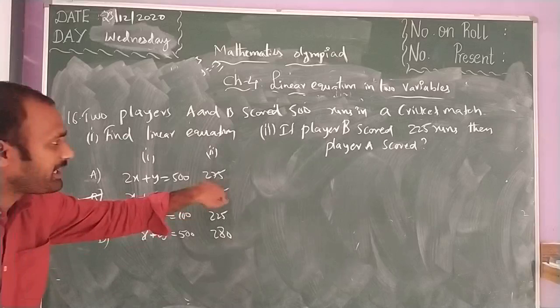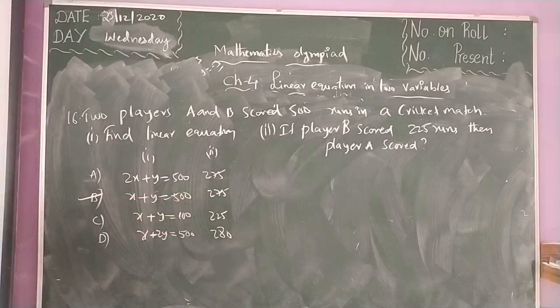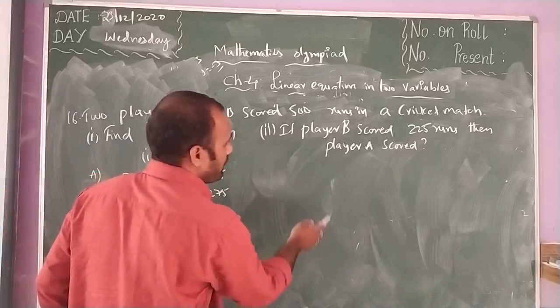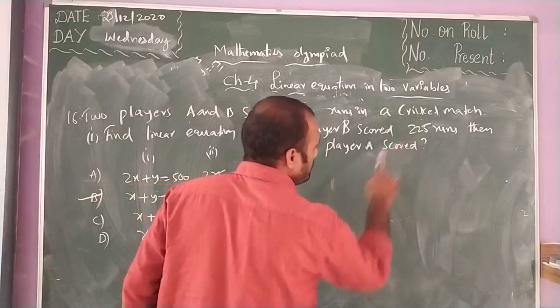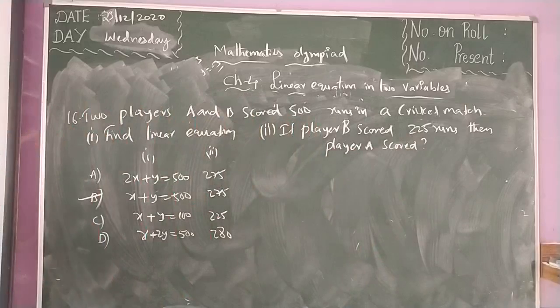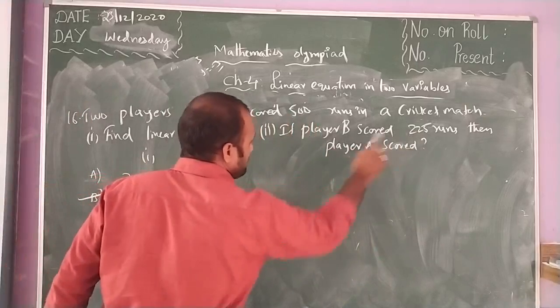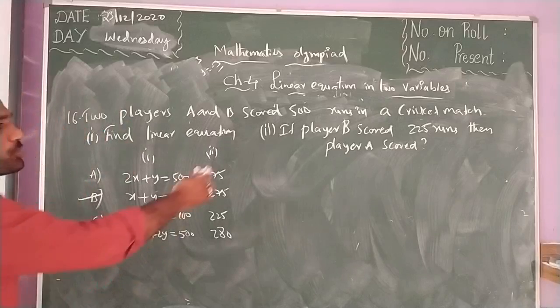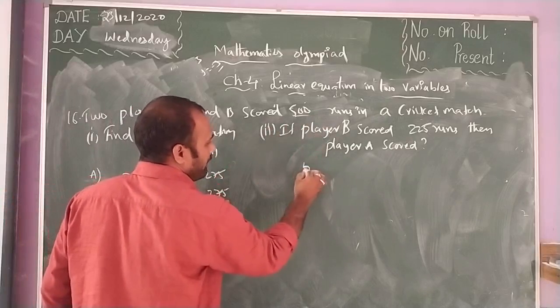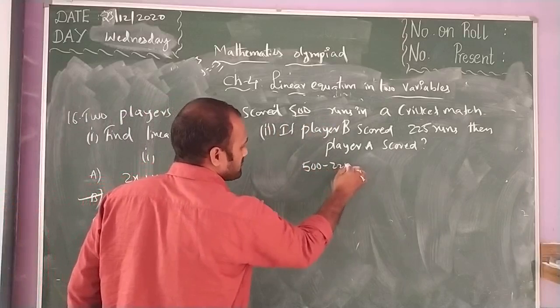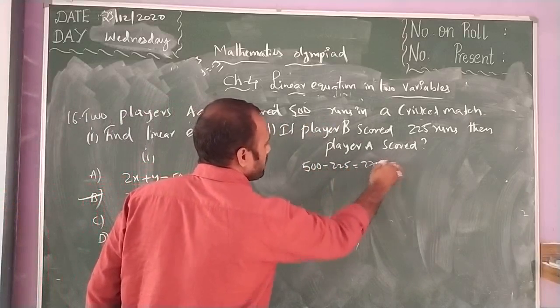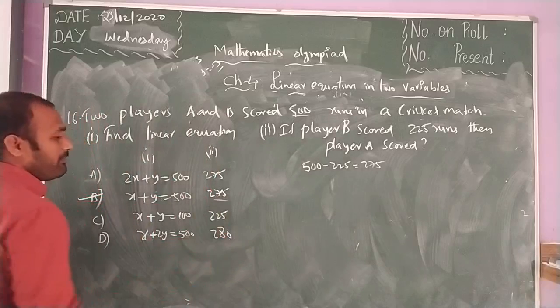No need to check the other options here, we have only one option which is x plus y equals 500. Now in order to get this second answer, look here. Player B is scoring 225 runs, so player A and B together score 500 runs. From 500, if I remove 225 runs, I get 275 runs. So option B will be correct.